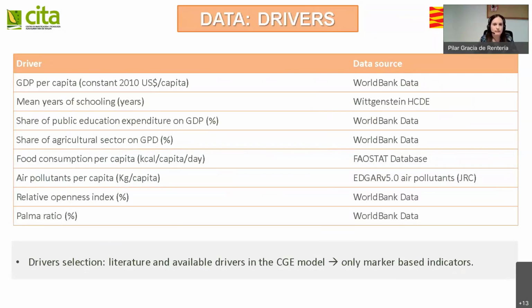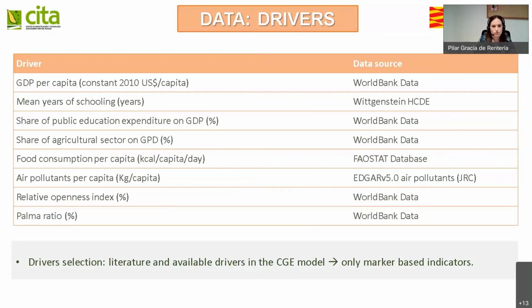So once we have selected the SDG targets, an array of drivers need to be considered. This selection was based on a review of the literature, but also on the availability of relevant variables in CGE models to proxy these drivers through market-based indicators. The drivers we finally consider are GDP per capita, also an education variable, which is proxied through the mean years of schooling for the health indicators, and through the share of public education expenditure on GDP for the education indicators. We also consider the share of agricultural sector on GDP as a proxy of rurality, and the daily per capita food consumption.